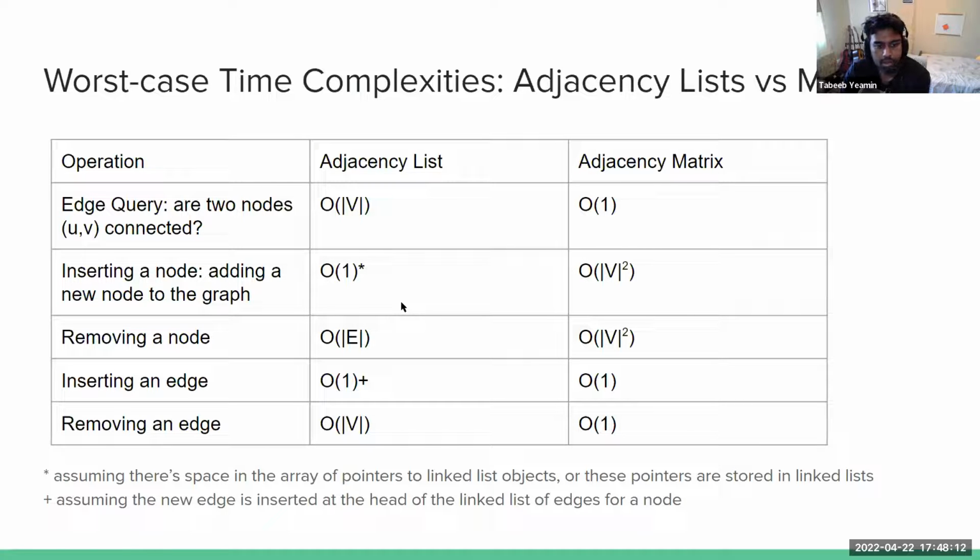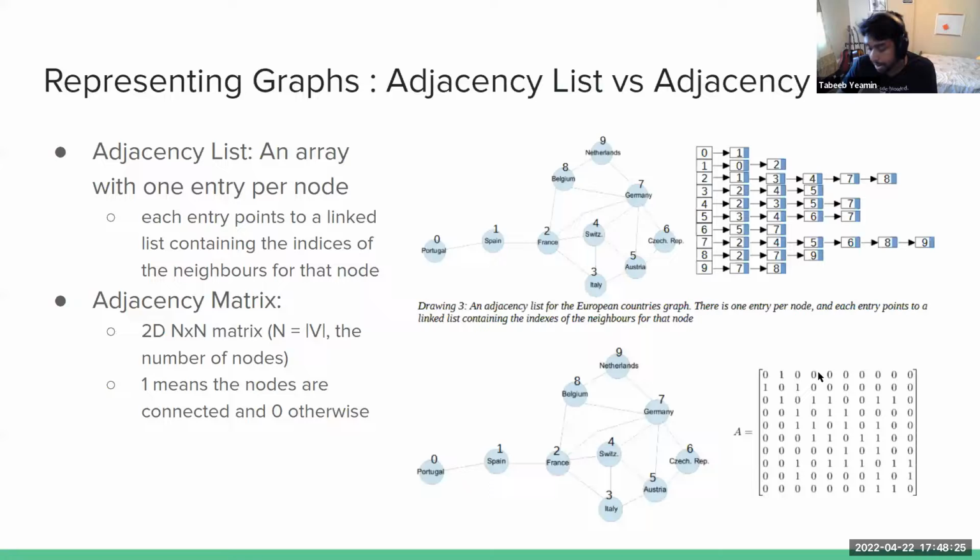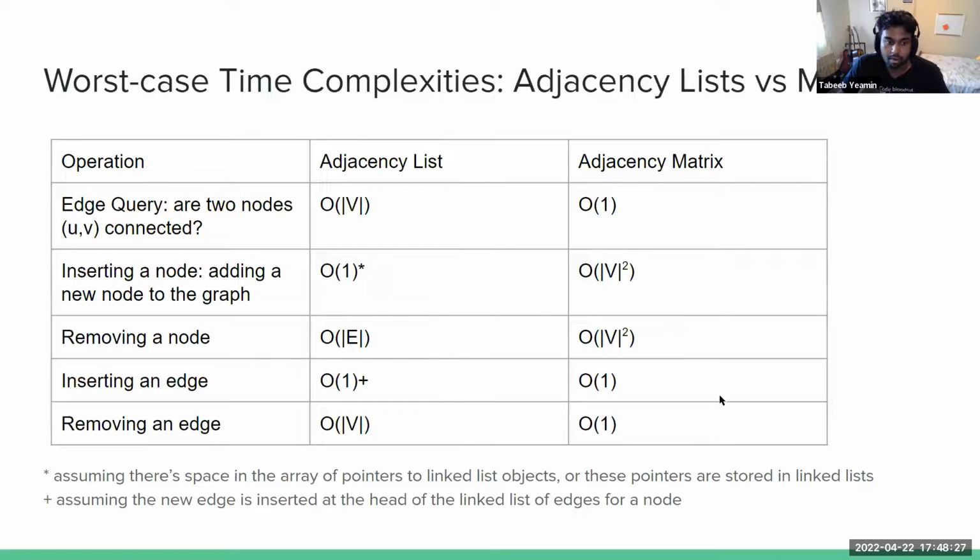Okay. So I'd recommend looking through the notes. I'm just going to talk about these ones really quickly. So inserting and removing an edge. For matrices, it's pretty simple, right? You can just change these to either 0 or 1, depending on whether you want to remove or add an edge. Inserting an edge, O of 1. Assuming the new edge is inserted at the head of a linked list, then it's just going to be O of 1. So you have access to the actual node in constant time. So you can just add the edge in constant time if it's at the head of the linked list.